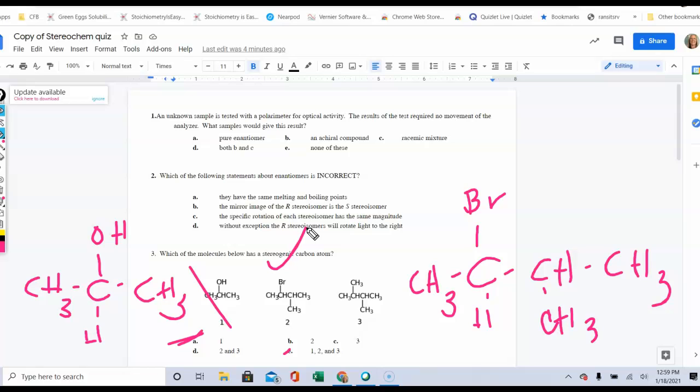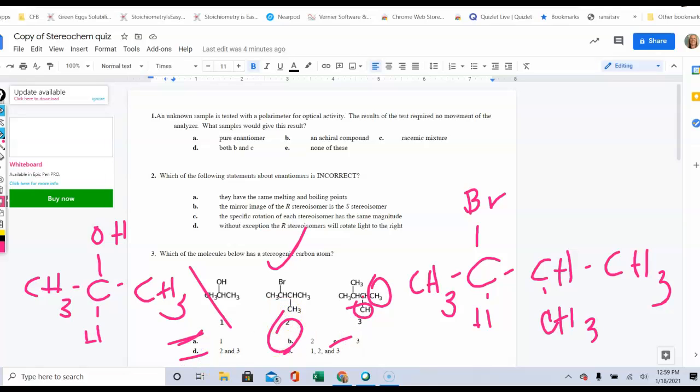Number 3, I can tell by looking at it that if it is this carbon right here in the center, then these 2 groups are the same as each other. So it can't be that carbon in the center there. But what if it's this carbon here? If it's that carbon there, then we still have 2 CH3 groups attached. So it can't be number 3, which gives us only B for a correct answer there.